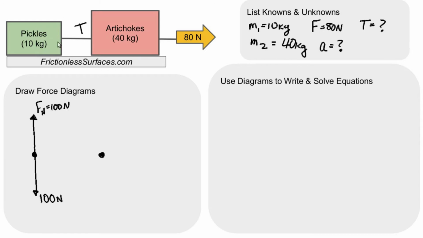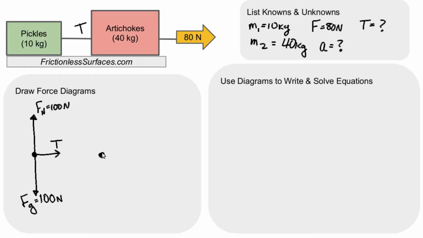And is anything else acting on this? Well, there's one other thing touching it directly, so that is the tension. So, have I missed anything? No, there's no friction, so those are the three forces on my green box of pickles. Let's label what this thing is. It's the weight, the force of gravity. I'll write it as F sub g.